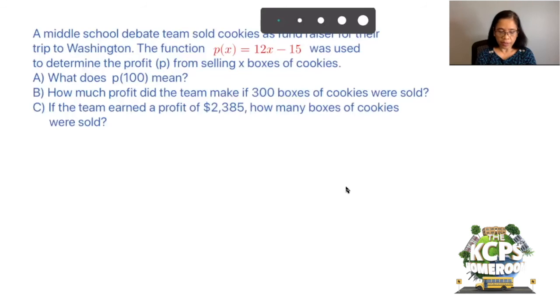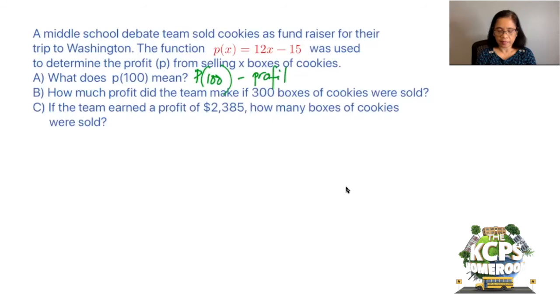So when we have P of 100, this expression tells us the profit when 100 boxes of cookies are sold. That's how we interpret P of 100.